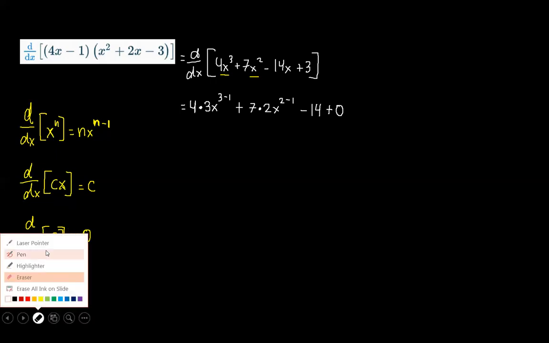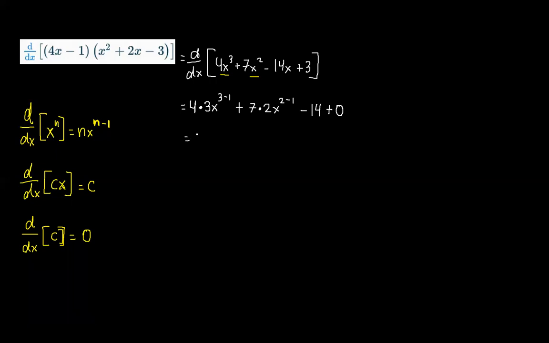Okay, so now we can simplify. 4 times 3 is 12. Then the exponent 3 minus 1 will give you 2. Next, 7 times 2 will give you 14. Then the variable x, 2 minus 1 will just give you 1, so it's simply 14x. Then lastly, copy negative 14. So this could be your final answer.